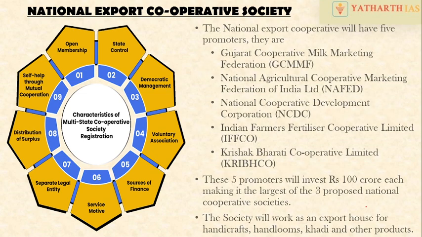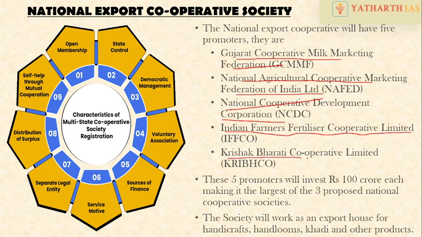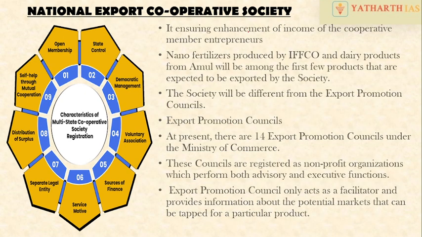So what are those? The National Multi-State Export Society, the National Multi-State Cooperative Society for Organic Products, and the National Level Multi-State Seed Cooperative Society. The National Export Cooperative will have 5 promoters: Gujarat Cooperative Milk Marketing Federation, National Agricultural Cooperative Marketing Federation of India, NAFED, National Cooperative Development Corporation, NCDC, Indian Farmers Fertilizer Cooperative Limited, IFFCO, and Krishak Bharati Cooperative Limited, KRIBHCO. These 5 promoters will invest rupees 100 crore each, making it the largest of the 3 proposed national cooperative societies, and it will work as an export house for handicrafts, handlooms, khadi and other products. So it ensures the enhancement of the income of the cooperative member entrepreneurs.